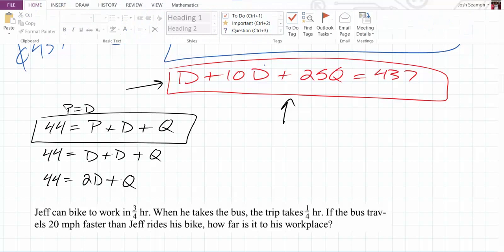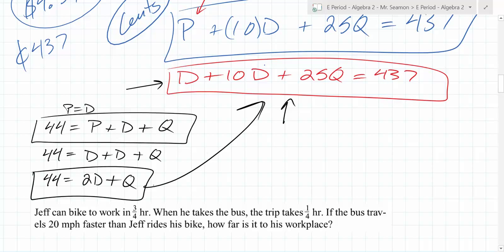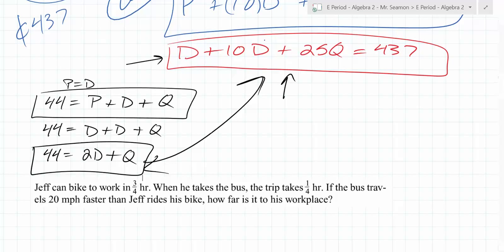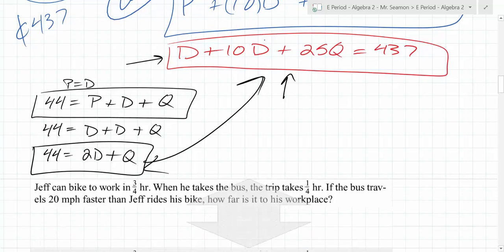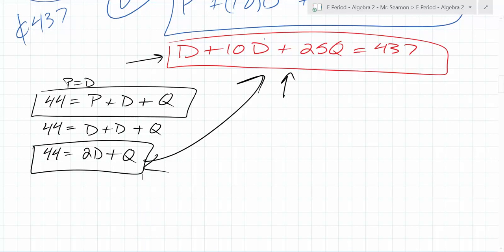Do we have another equation now with D and Q? We have 2 equations, and both of them have D and Q. If we have 2 equations and 2 variables, theoretically, what can we do?